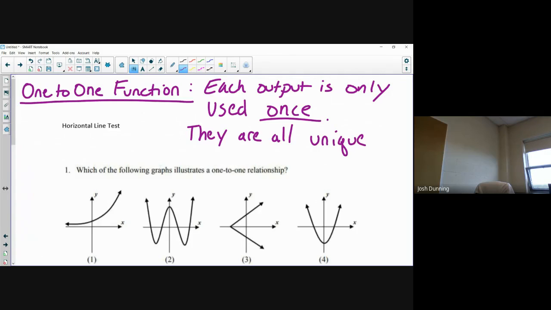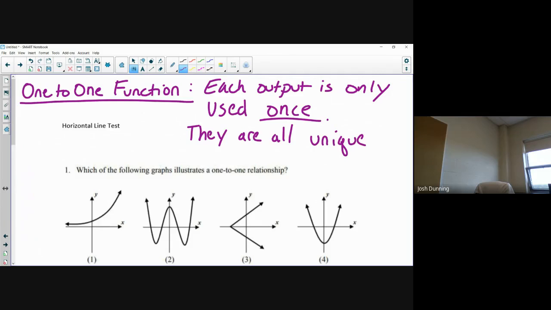Maybe other than the word unique, they might use other language that means no repeats, used only once means unique, something like that. Number one, which of the following graphs illustrates a one-to-one relationship? So here we go. And the correct answer is number one, but I'm going to work backwards through them just to help you understand this.